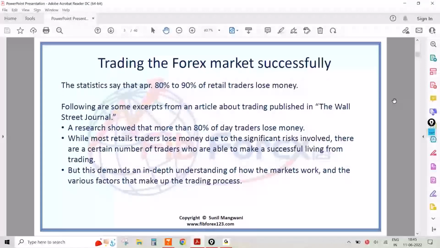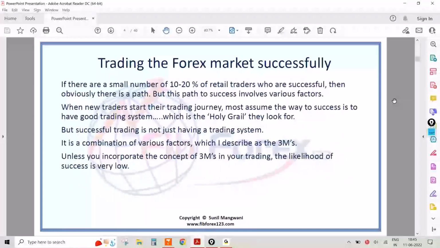So going through these. If there is a small number of retail traders who are successful, then obviously there is a path. When most traders start their trading journey, like everybody else, like I did, everybody assumes the way to success is to have a good trading system. The holy grail is what everybody looks at, but successful trading is not just having a trading system. It's a combination of various factors, which I call the 3Ms. Until you incorporate these 3Ms into your trading, the likelihood of success is low.